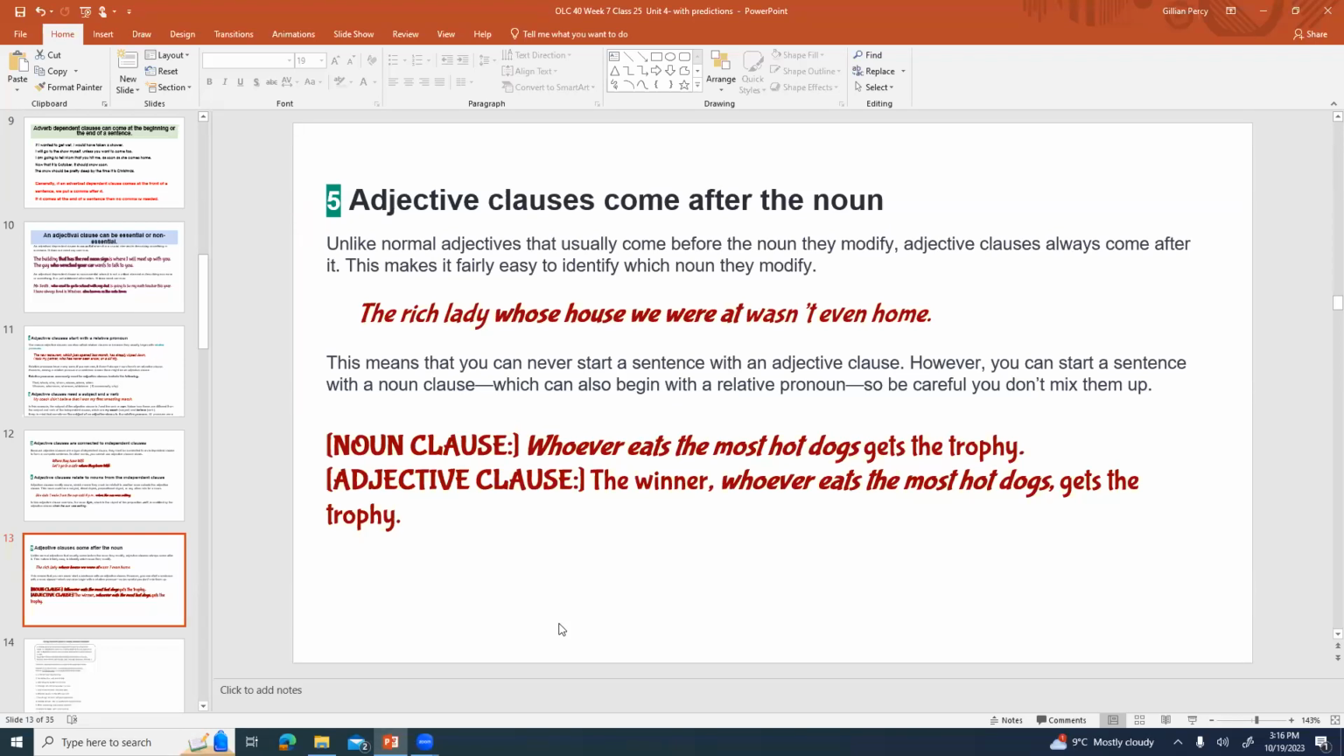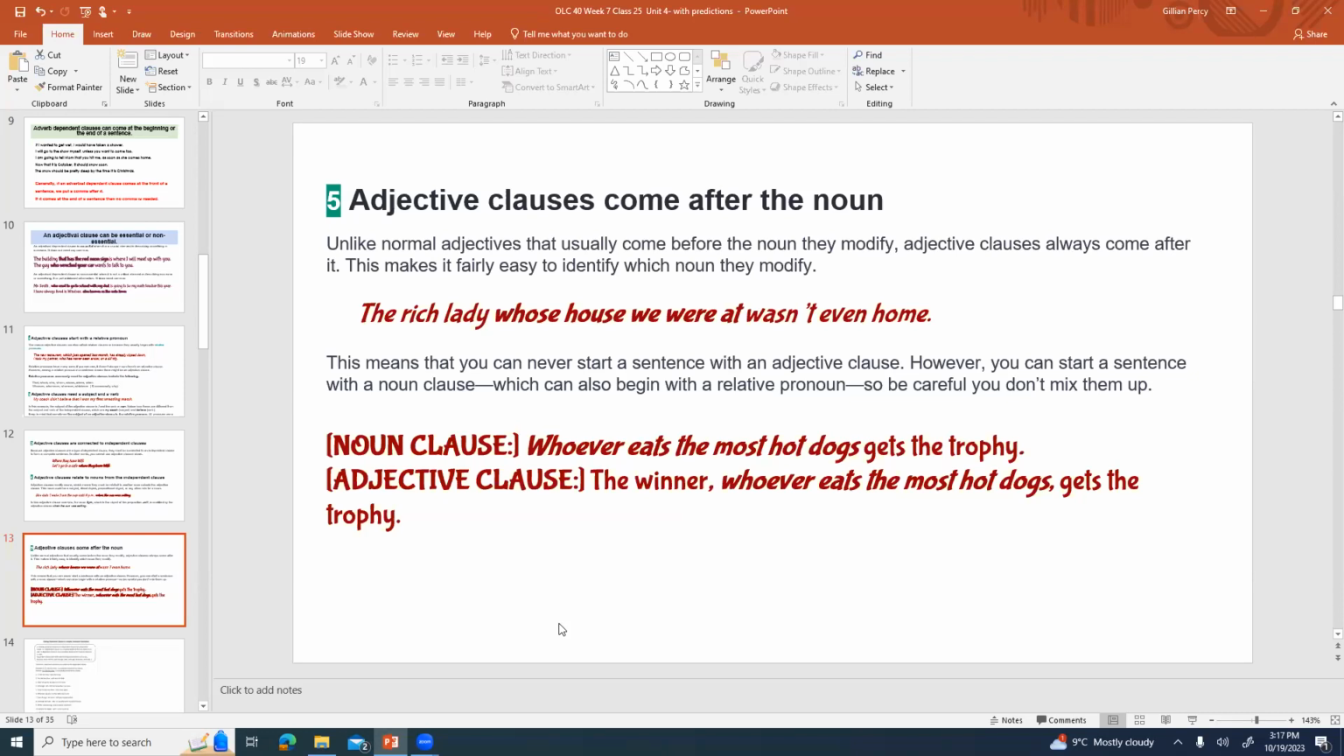Whoever eats the most hot dogs gets the trophy. At this point, whoever eats the most hot dogs is the noun. And you could tell because I could replace it with he or she gets the trophy. It totally works. The winner, whoever eats the most hot dogs, gets the trophy.